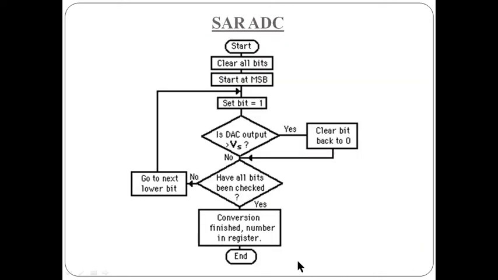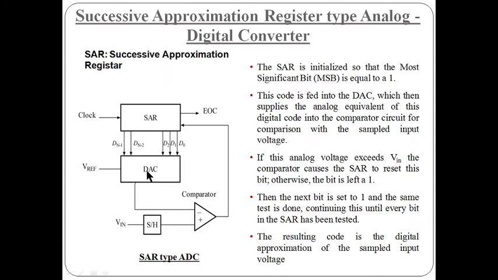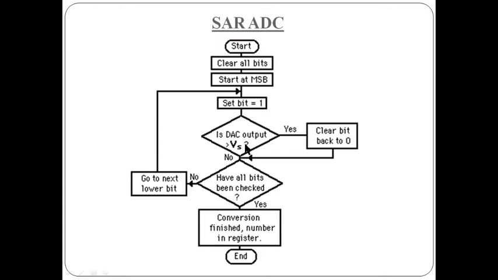Okay, so here is the working flow chart of this successive approximation. Here the process starts; first, all bits are cleared, meaning no value is assigned to the bits. Then we start at the MSB, meaning we set this bit value as 1. Then the output of the DAC is compared at the comparator with the incoming or sample voltage, V of IN or V of S.